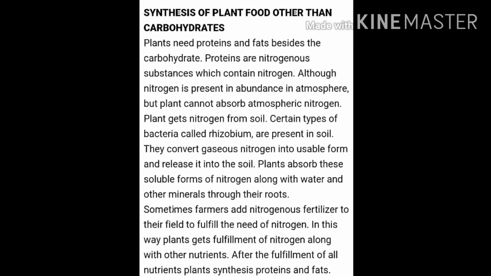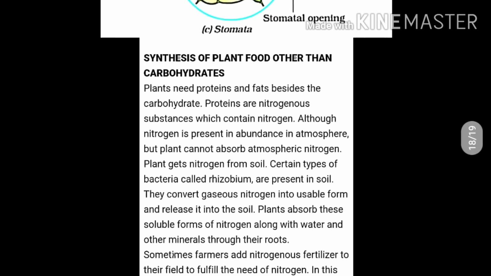Sometimes farmers also add nitrogenous fertilizers to their fields to fulfill the need for nitrogen. In this way also, plants get their nitrogen along with other nutrients. After the fulfillment of all nutrients, plants synthesize proteins and fats.